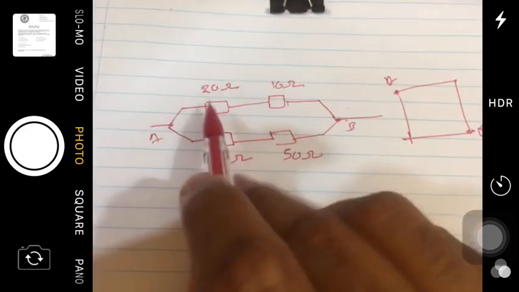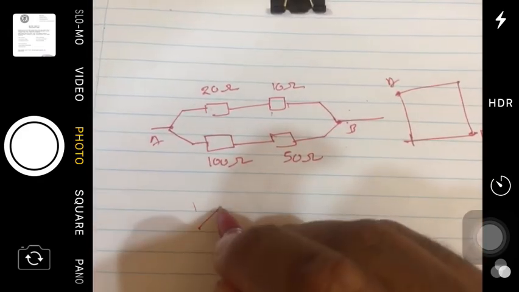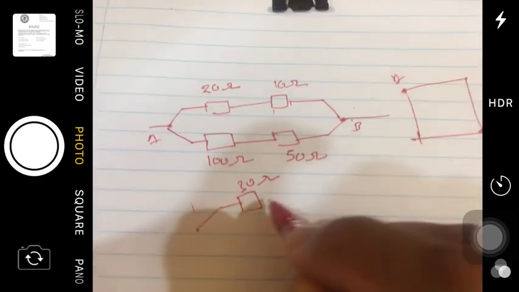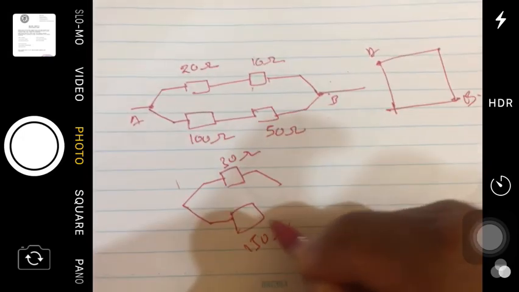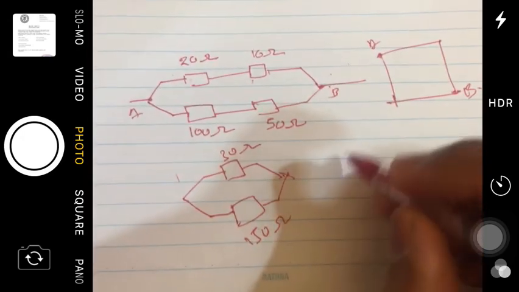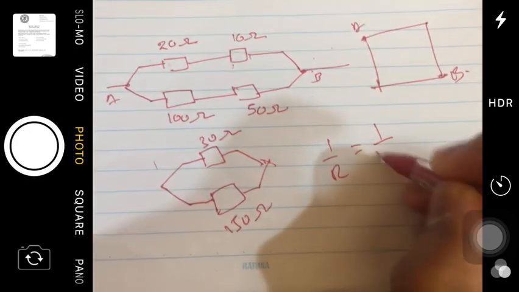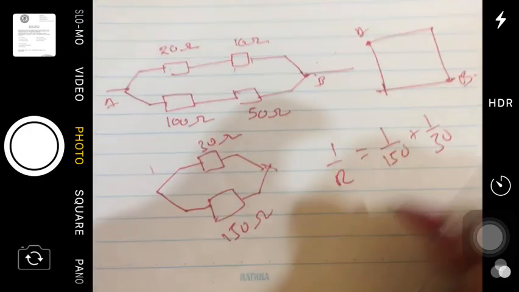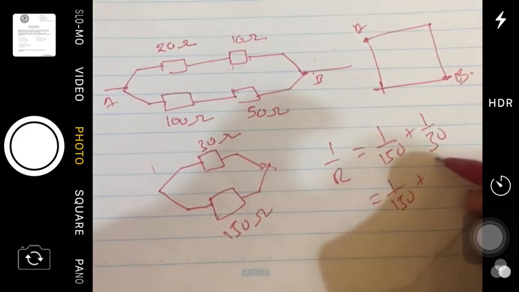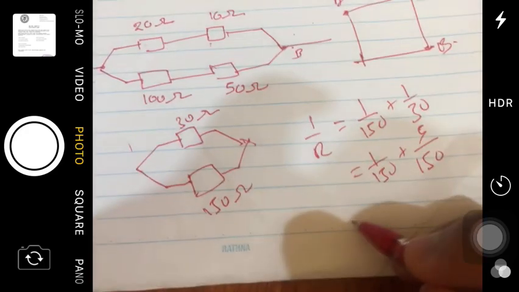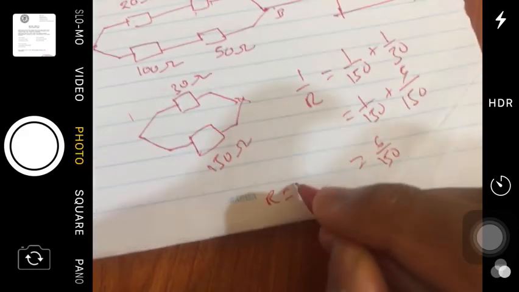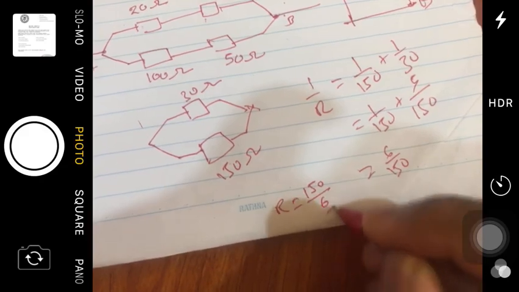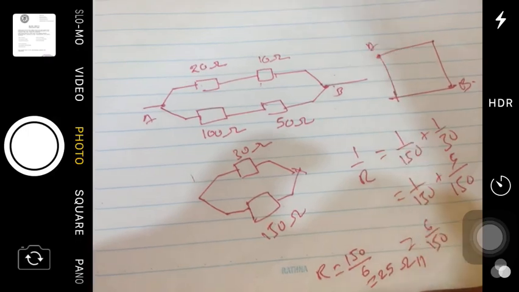So now this is easy. First you find the series. You basically have 30 ohms here and you have 150 ohms here. So 1 over R is equal to 1 over 150 plus 1 over 30. 1 over 150 plus 5 over 150, that's going to be 6 over 150. So R would be 150 divided by 6, that is 25 ohms. Okay, good.